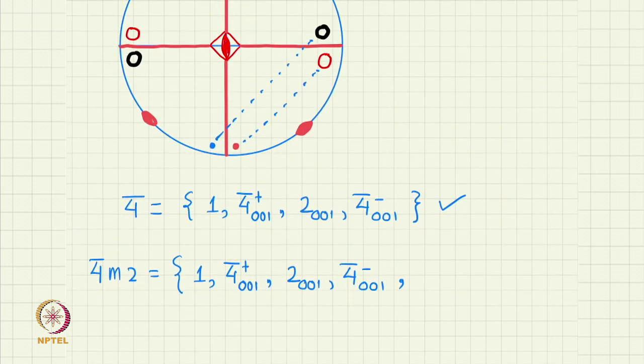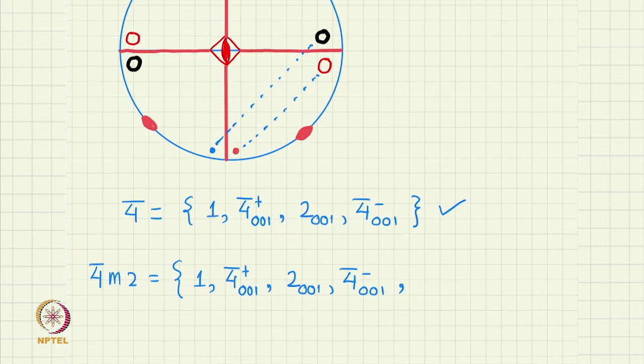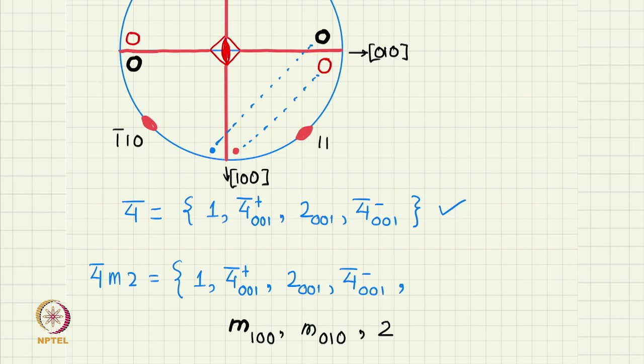So I can quickly write the other operations which can be added to this. We see that we have added two mirrors, M100 and M010. This is the 100 direction, so the mirror normal to this is called M100. This is the 010 direction, and the mirror normal to this will be called M010. And we have two new two-folds which are in the directions bar 110 and 110.